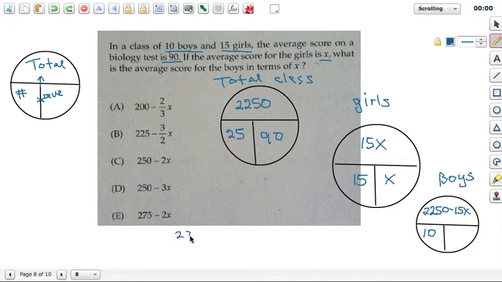So 2250 minus 15x divided by 10 is, breaking it into separate equations, 2250 divided by 10 is 225 minus 15 divided by 10, canceling with 5, will give me 3x over 2. 5 goes into 15 3 times, 5 goes into 10 twice. So the correct answer looks like it's going to be B.